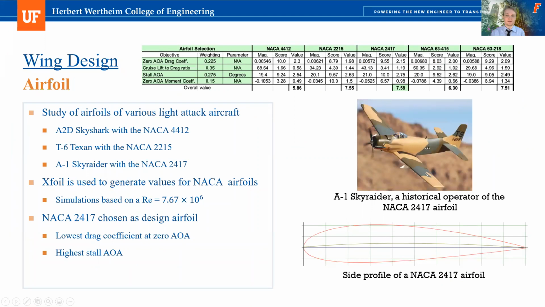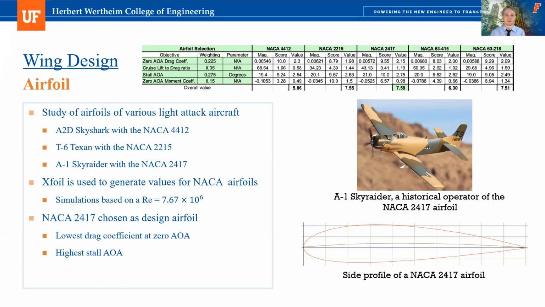After an initial weight estimation of the BC-1, the design process was able to begin. The first component to be designed on the aircraft is the wing, and to start with the wing, the group had to select an airfoil. The Boeing instructors decided to look at various NACA airfoils that were located on various light attack aircraft operated by the U.S. Air Force in the late 20th century.